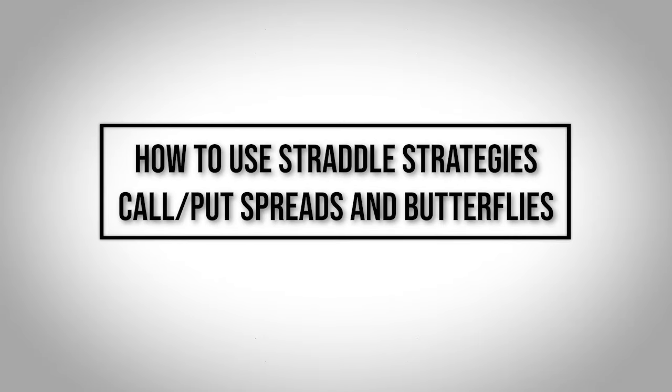How to use straddle strategies, call and put spreads, and butterflies. A bull call spread, or bull call vertical spread, is created by buying a call and simultaneously selling another call with a higher strike price and the same expiration. The spread is profitable if the underlying asset increases in price, but the upside is limited due to the short call strike. The benefit, however, is that selling the higher strike call reduces the cost of buying the lower one.